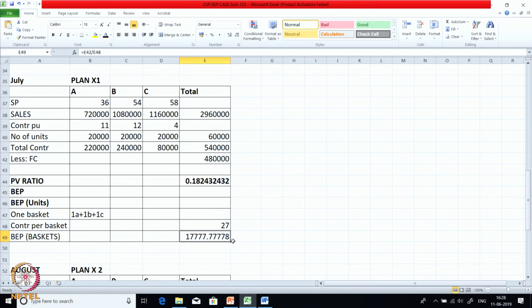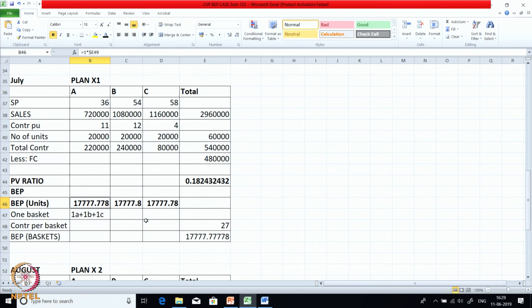These many baskets one needs to sell to break even. If you want to convert it in terms of units, it is equal 1:1. So, every basket has 1A, 1B, 1C. So, break even point is also 17,777.77. Of course, you can round it off or round it up, making it 17,778. As units of A and B and C.